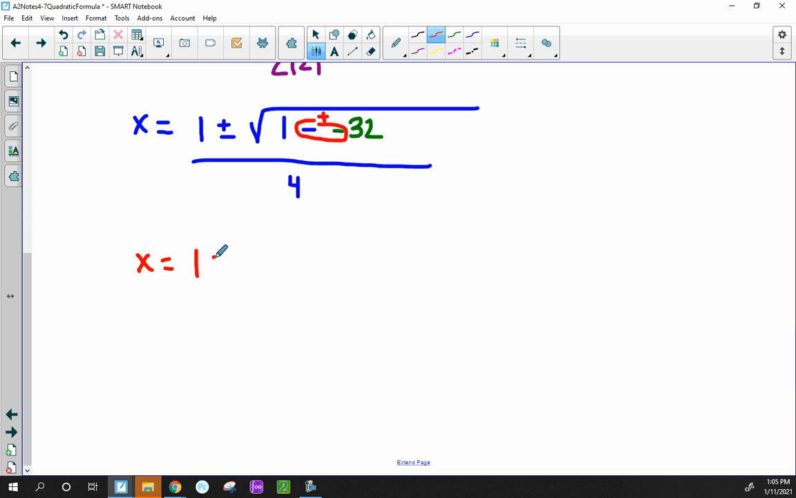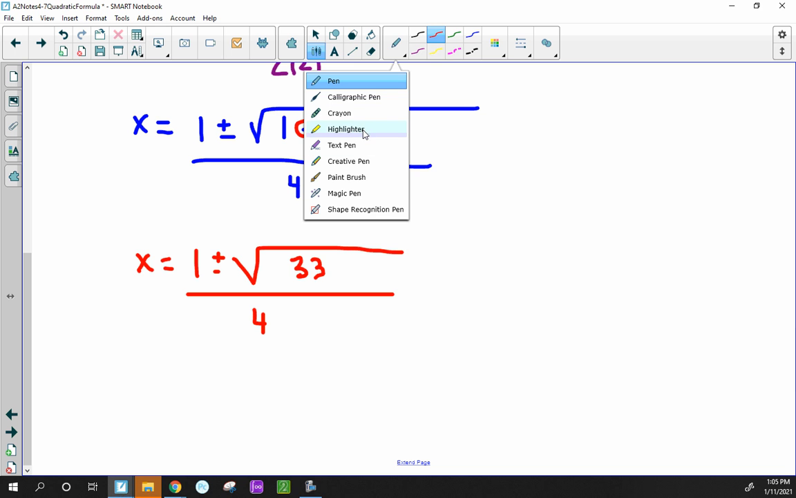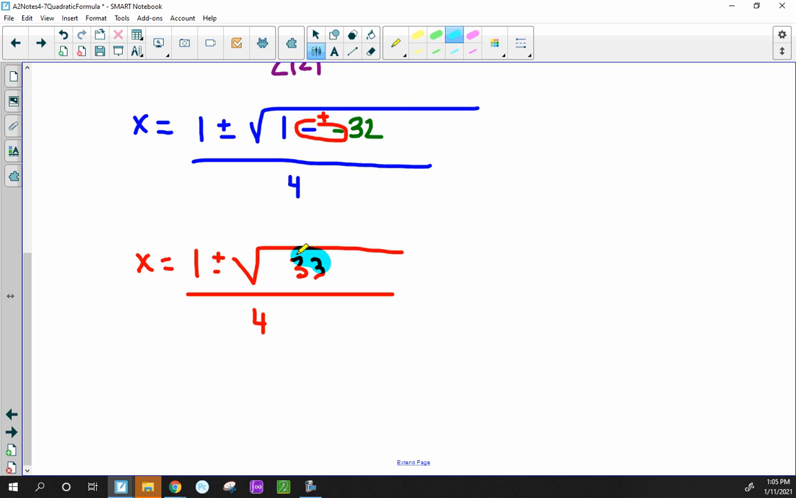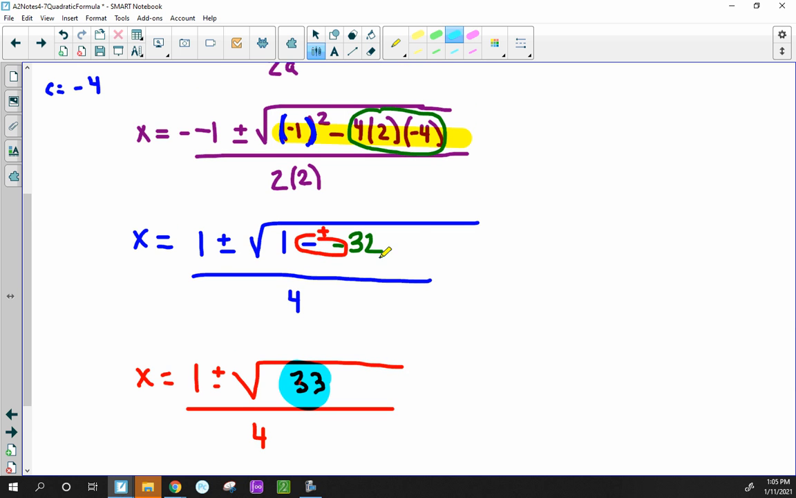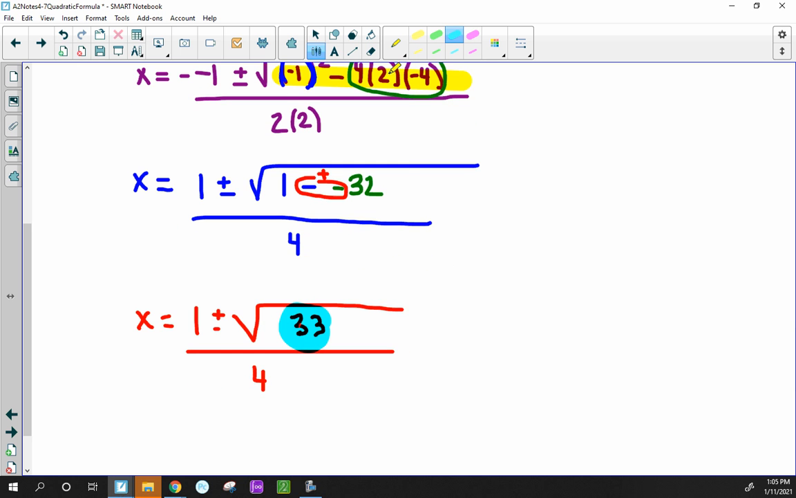So it's going to be 1 plus or minus the square root of, and we're going to go ahead and add 1 plus 32 to get 33. And remember that it's all divided by 4. I'm then going to pause for a second. Notice that after a couple steps, I have found the discriminant to be 33. The discriminant, again, is the number underneath the radical. The discriminant is 33.